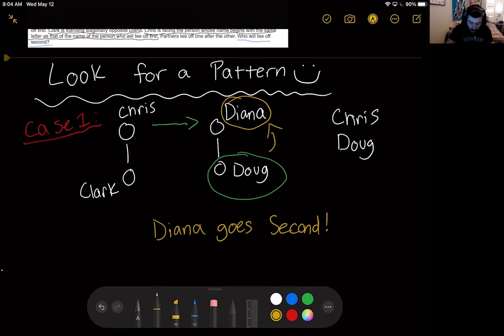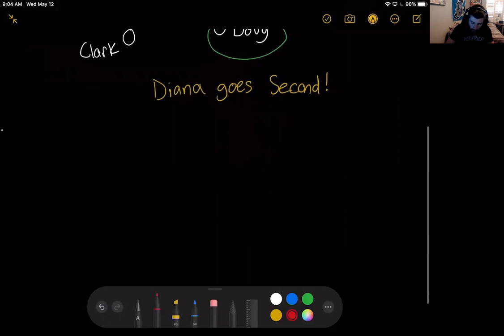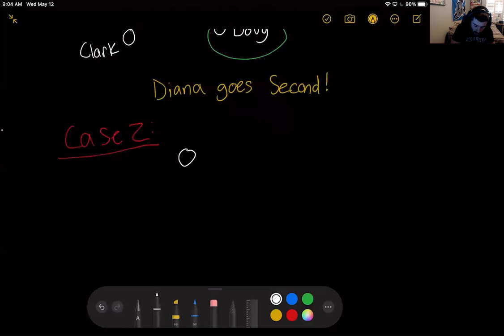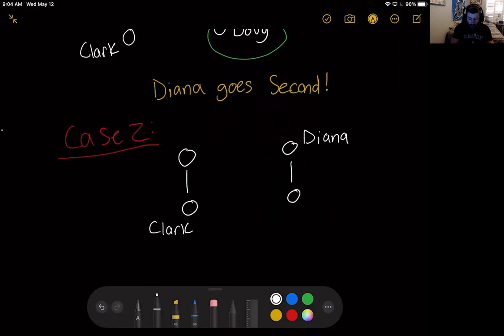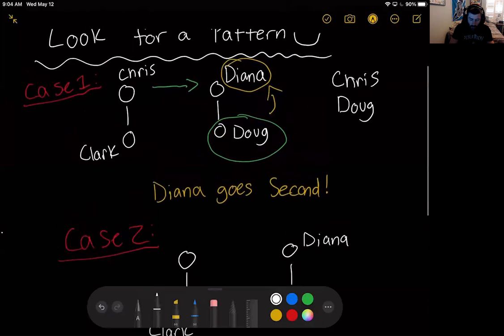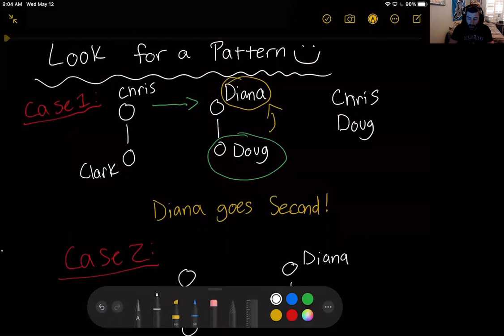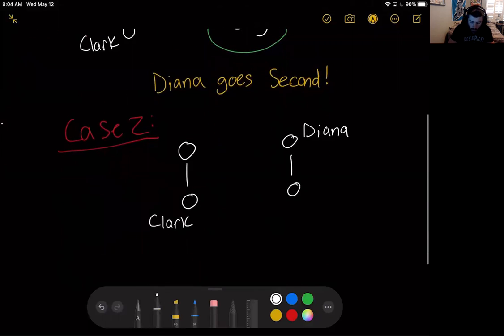So let's do the other case now, case 2. And in this case, same situation applies. Here are two partners. Here are two partners. And Clark is still fixed right here, and Diana is still fixed right here. So in this situation, Chris was in the top left for case 1. So in case 2, Chris must be in the bottom right, and then Doug goes up here.